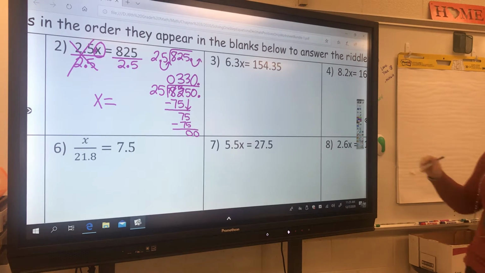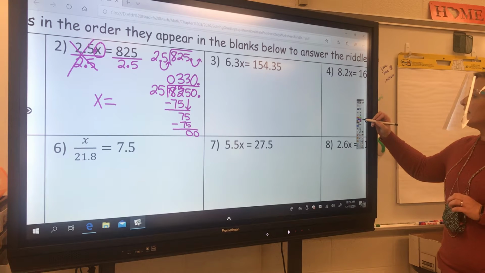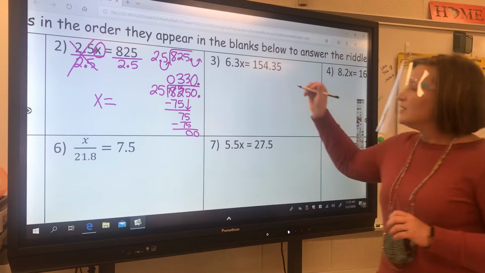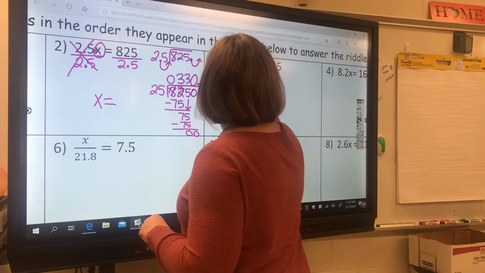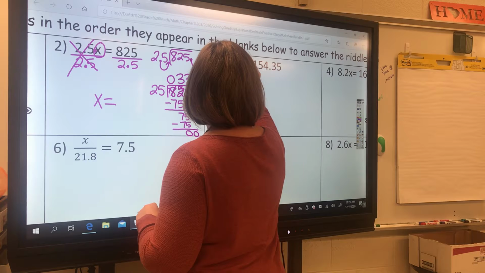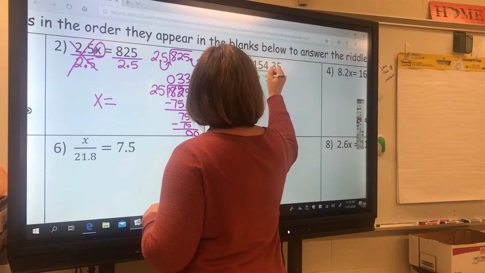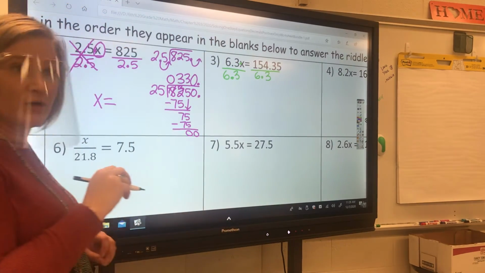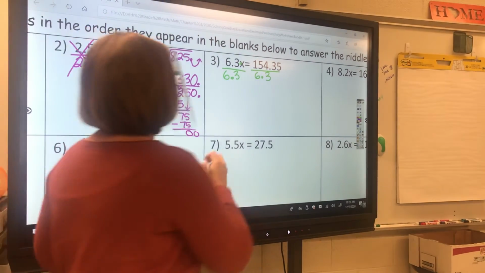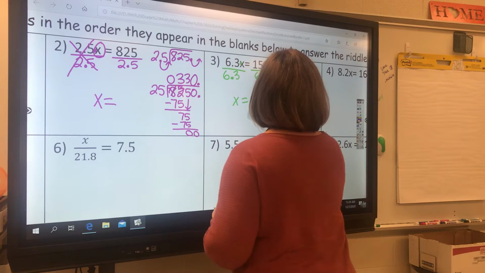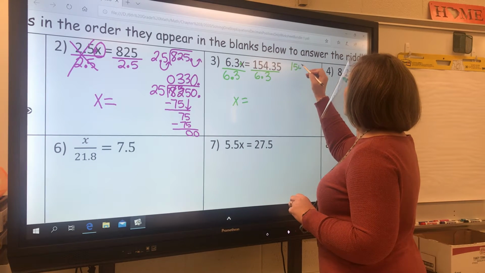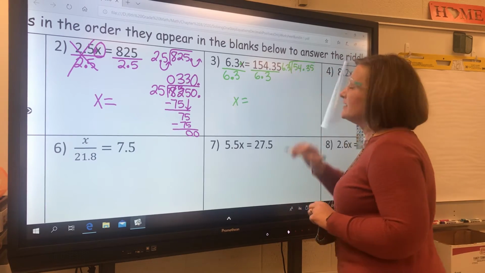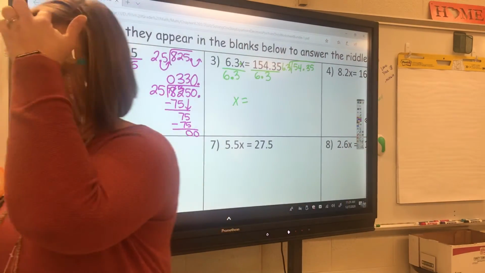All right, number 3. What operation is going on with 6 3/10 and x? Multiplying. So how do I get rid of that multiplying? Divide. So on the left, I'm left with what? X equals. So I have 154 35/100 divided by 6 3/10. Can I do that? No. What do I need to do?